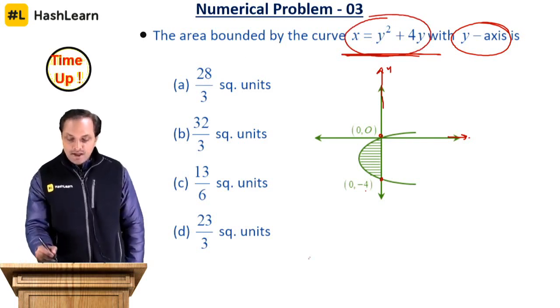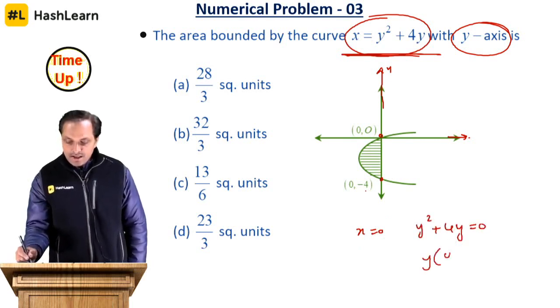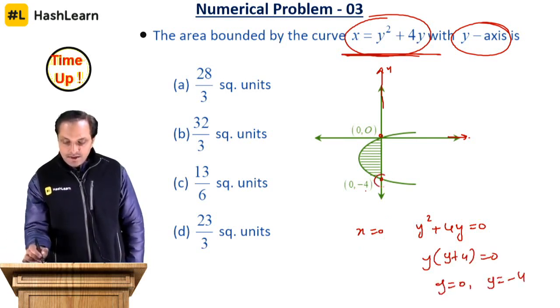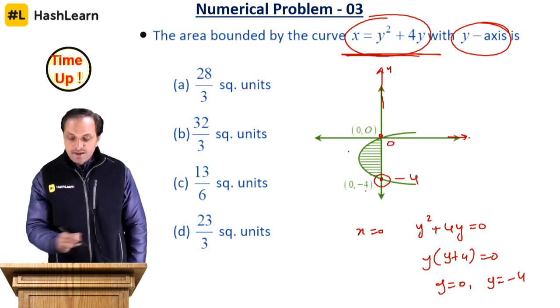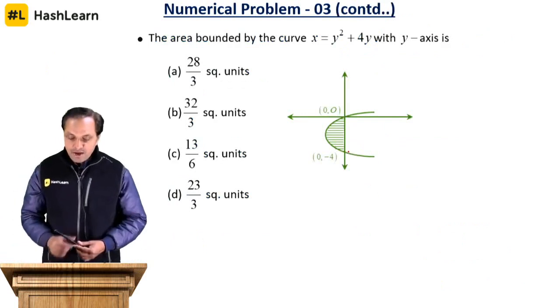put x as 0. What happens? When you put x is equal to 0, what happens to y? Y square plus 4y is equal to 0. It is nothing but y into y plus 4 is equal to 0. You will get y is equal to 0 and y is equal to minus 4. So this is your minus 4 and this is your 0. Okay? Fine then. So let us solve the problem.